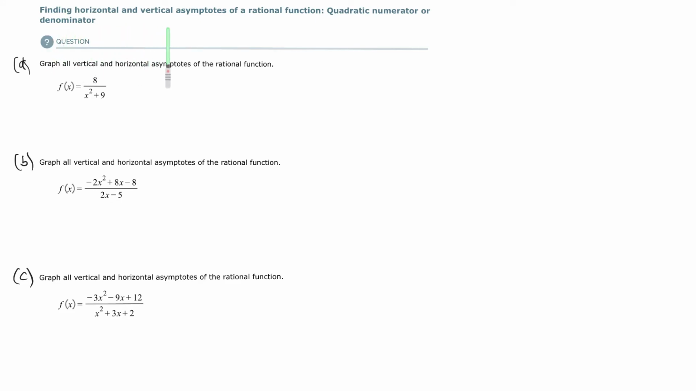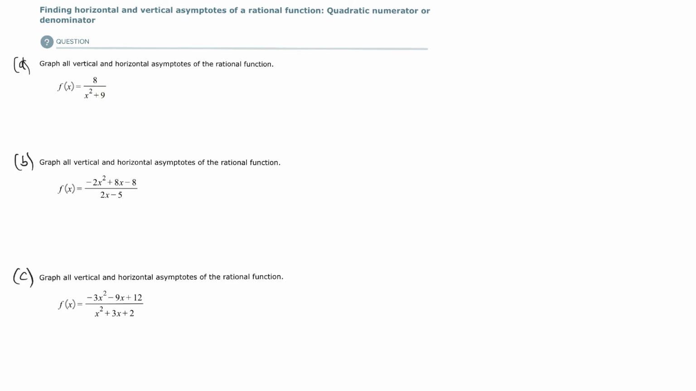Let's find all the horizontal and vertical asymptotes of a rational function. And there's different cases, different scenarios. You could have a quadratic numerator or a quadratic denominator. And what we're going to do is, for the rational functions, we're going to compare degrees of the numerator and the degrees of the denominator. So for example A here, f of x is equal to 8 over x squared plus 9. Well, the degree of the polynomial of 8 is actually 0.